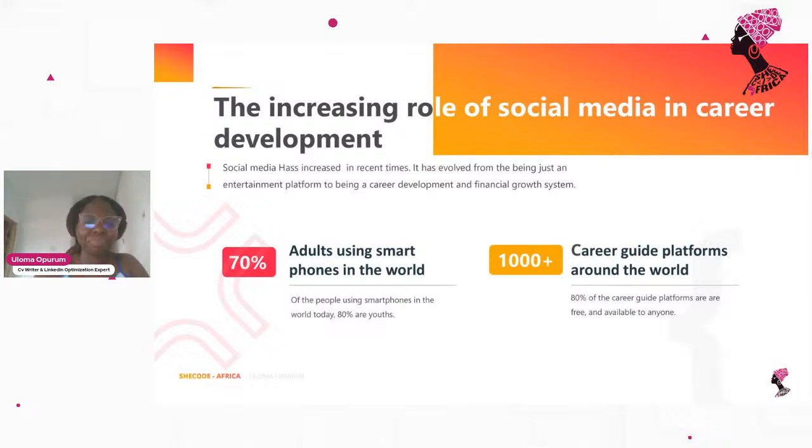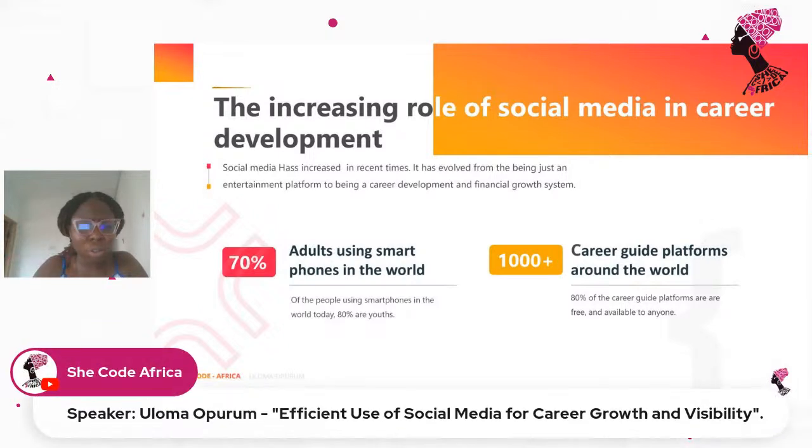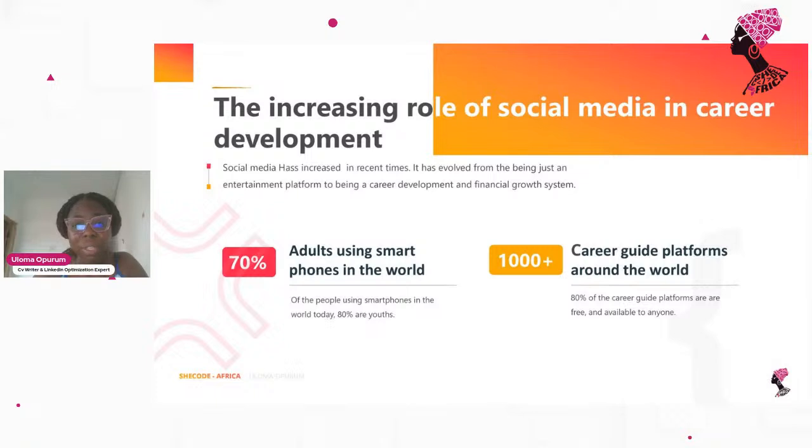Okay, so we all know that the number of people using social media is increasing drastically every day. People are signing up, even our grandmothers in the village now have TikTok accounts. I've been seeing a lot of funny videos of people doing TikTok challenges. Even people in very remote villages are all on social media right now. You can tell that the number is greatly increasing. About 70% of adults in the world use smartphones, and out of these, 80% are youth, just like you and I. So it means that opportunities are increasing every day on social media.